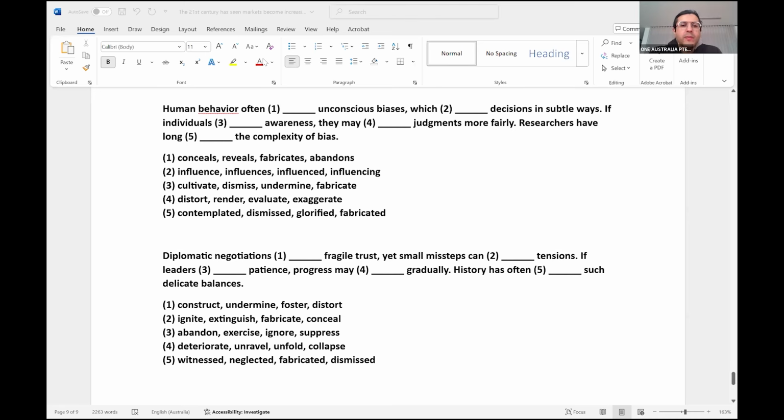Yet, small missteps can ignite tensions. Ignite means create. If leaders exercise patience, exercise or abandon? No, because of progress. So if leaders exercise patience, exercise means have patience. Progress may unfold gradually.